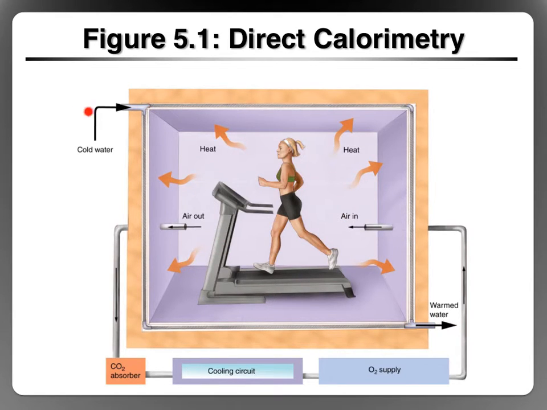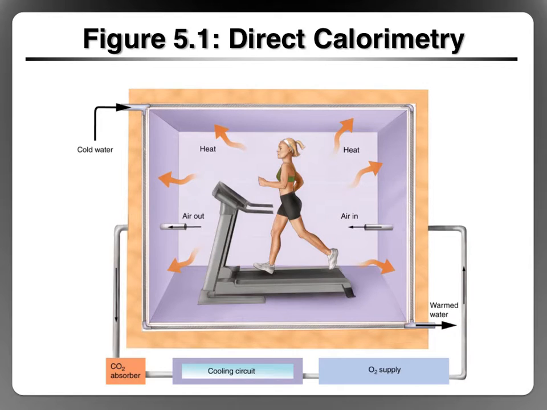So if we know how much water is coming in, and we know the temperature when it comes in, we know how much water is coming out, we know the temperature when it comes out, then we can measure how much heat is being produced inside the chamber, and then we can use that to quantify the amount of heat being produced and therefore the amount of energy expenditure.